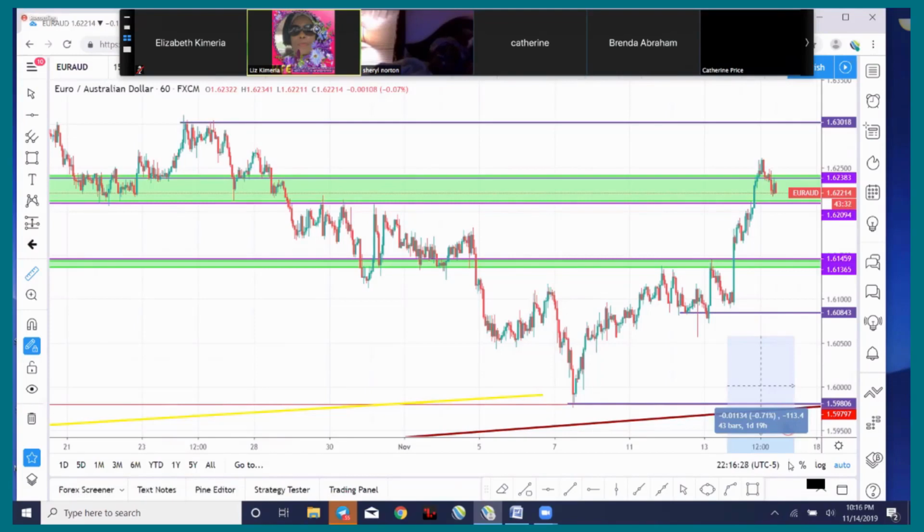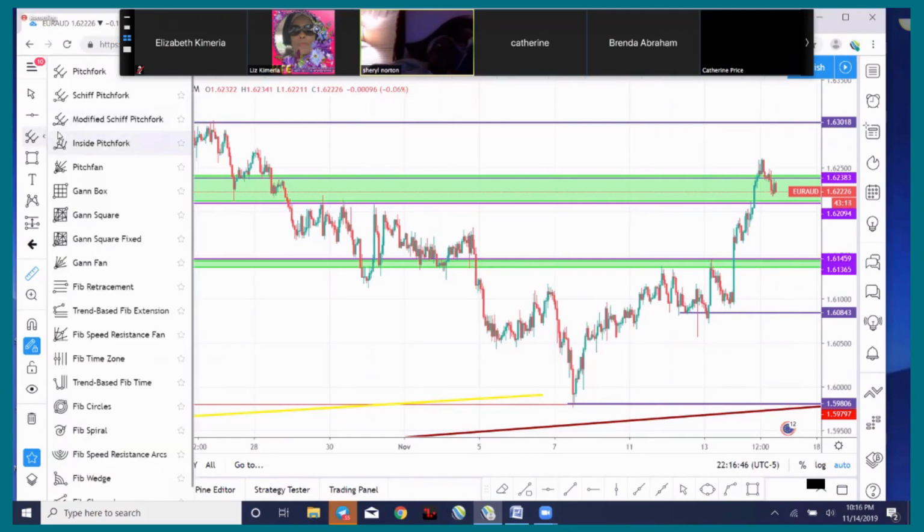Do you know how to use Fibonacci? Okay, all right, don't worry. You know how to put it on? It's right there. Go down. Yeah, go down. It's right there. It says Fib retracement. Yeah, right there. You have to click on it. Okay. Go to your swing high. You see the swing high?